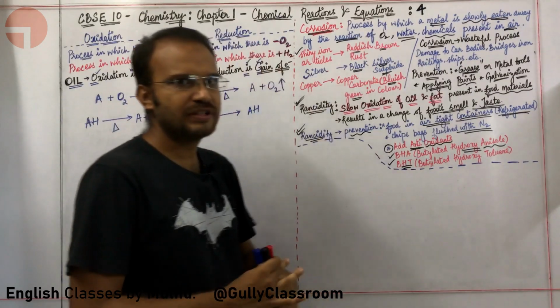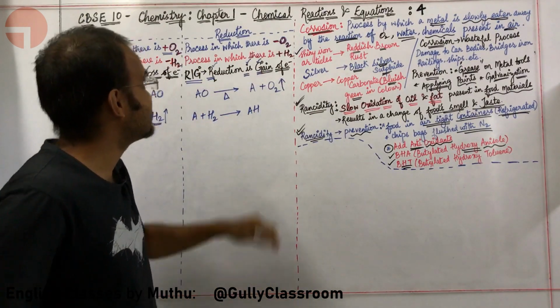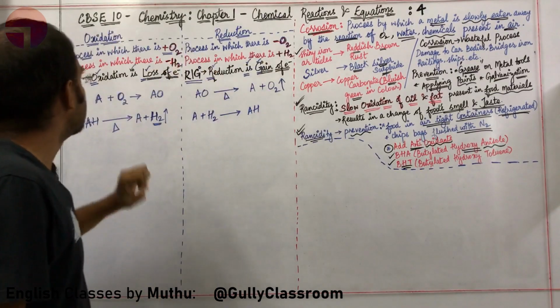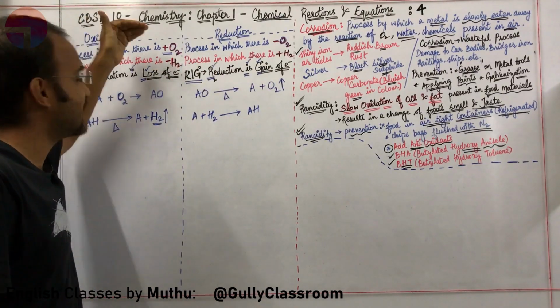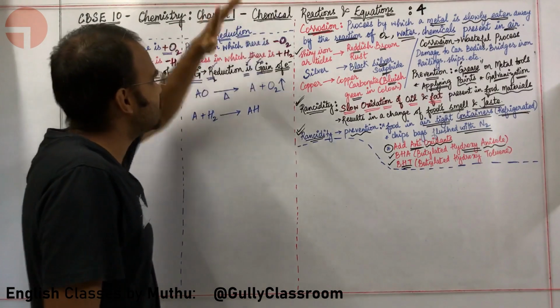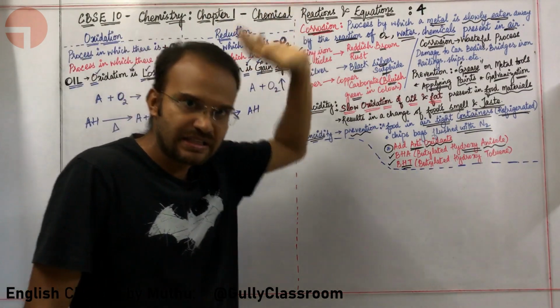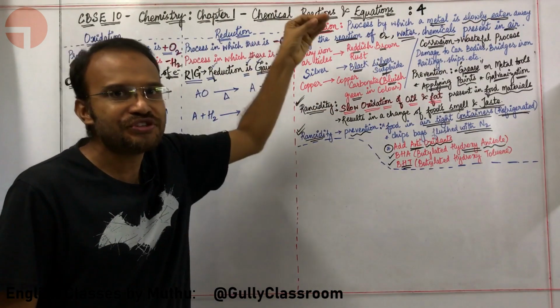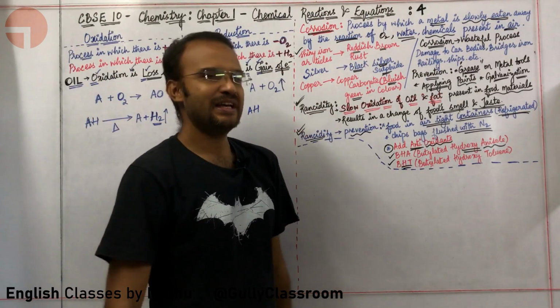This is the fourth lecture. In which chapter, sir? In the chapter Chemical Reactions and Equations. In CBSE 10th Standard Chemistry, Science Book Chapter 1, Chemical Reactions and Equations. This is the fourth lecture taken in English.